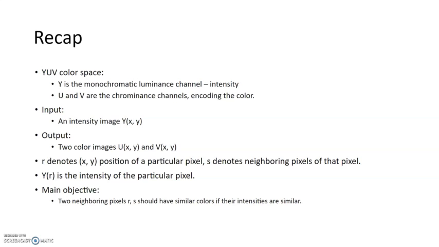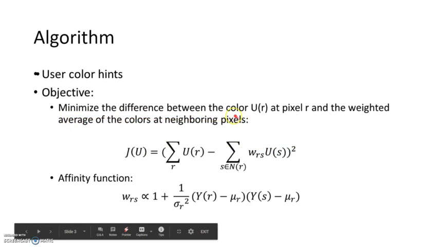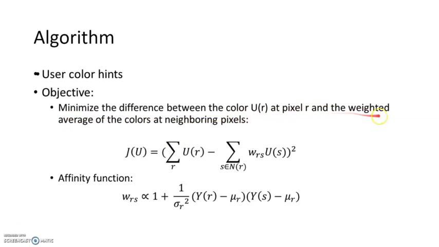And the main objective of this algorithm, as we already know, is that if two neighboring pixels have similar intensities, they should have similar colors. The user will give some color hints on a grayscale image, and the color has to be propagated, and to have similar colors between two pixels, they should have similar intensity values. So the objective function of this algorithm is to minimize the difference between the color U(R) at pixel R and the weighted average of the colors at neighboring pixels.